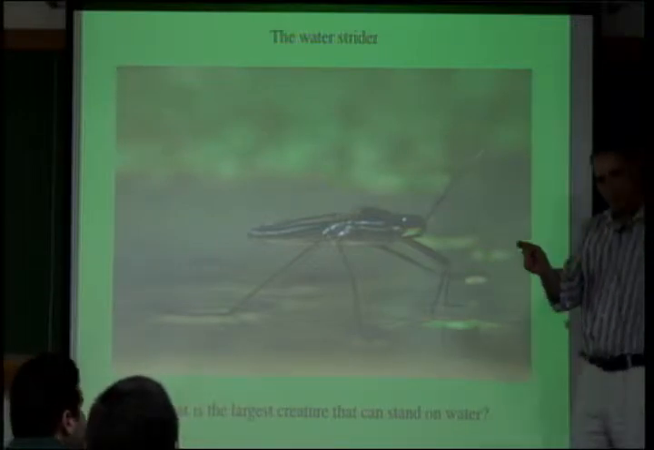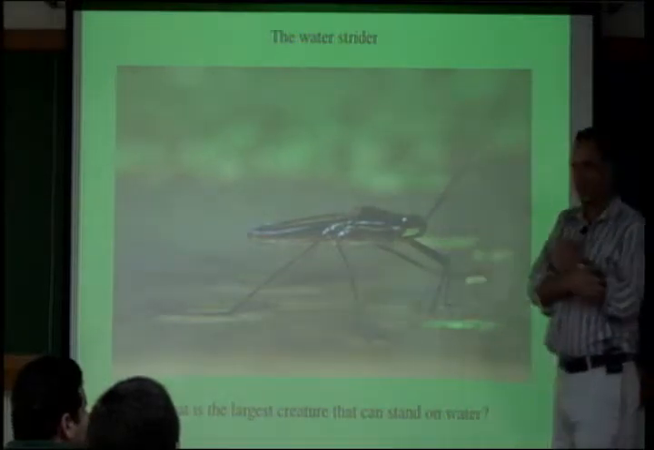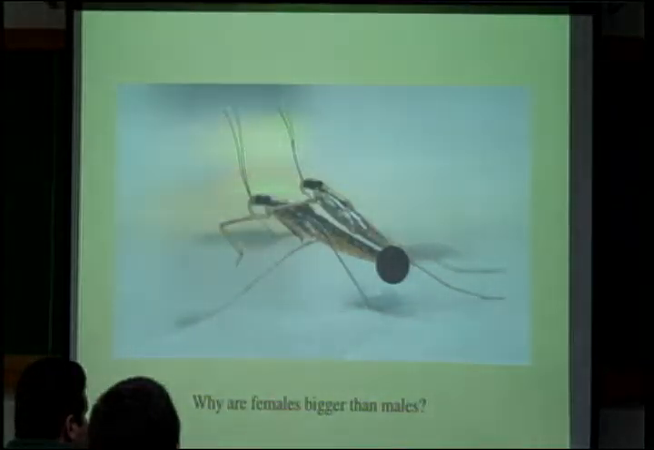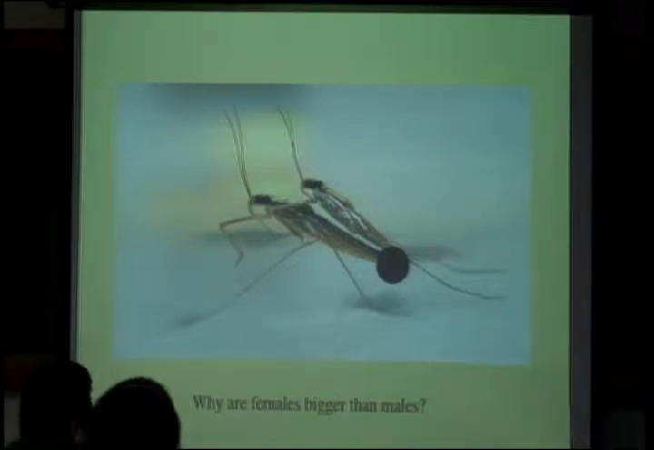Okay, and now, if we look at water walking creatures, these things are about a centimeter long. Why is it that we don't see goats or donkeys walking across water? What is the largest creature that can walk on water? How do we rationalize this? Again, I'm supposed to be asking questions rather than telling answers. So why are females bigger than males?